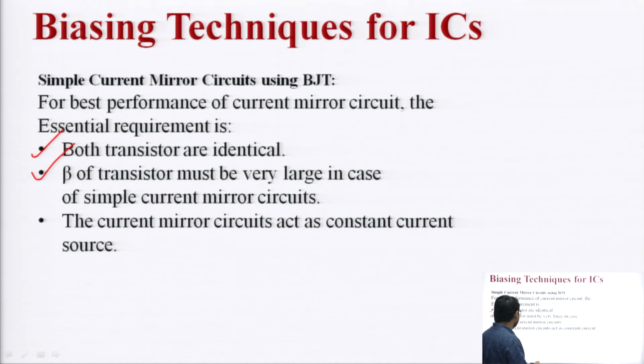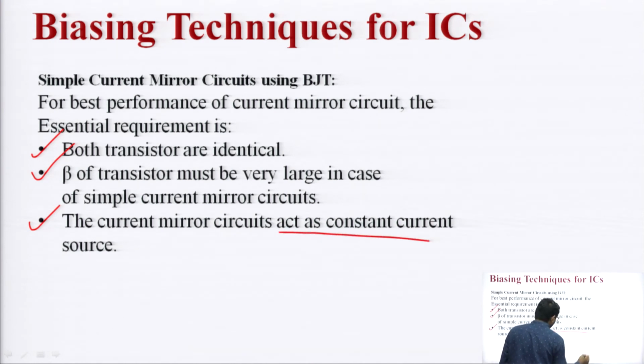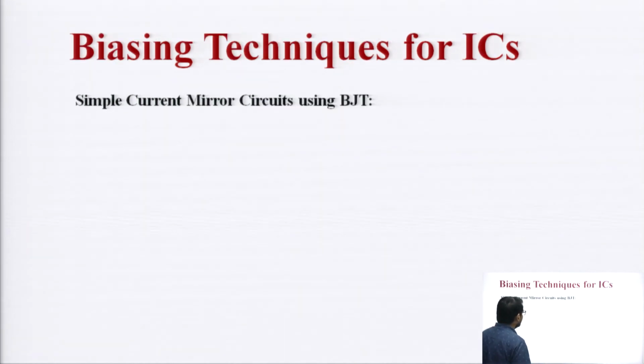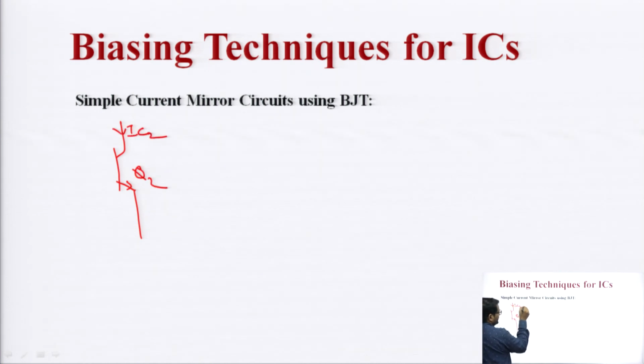Now, the next point is that the current mirror circuit acts as a constant current source. Okay. So, we see in the next slide why we use it as a constant current source. So, we consider an analysis. Let us suppose that we have a BJT of a current mirror Q2, and its current is IC2 and the voltage across it is VCE2, and this one is our input section.